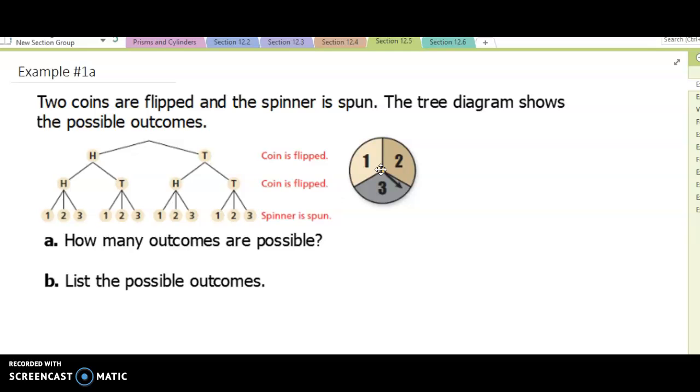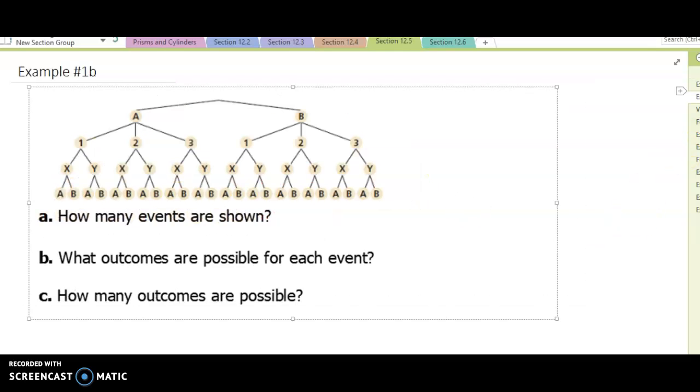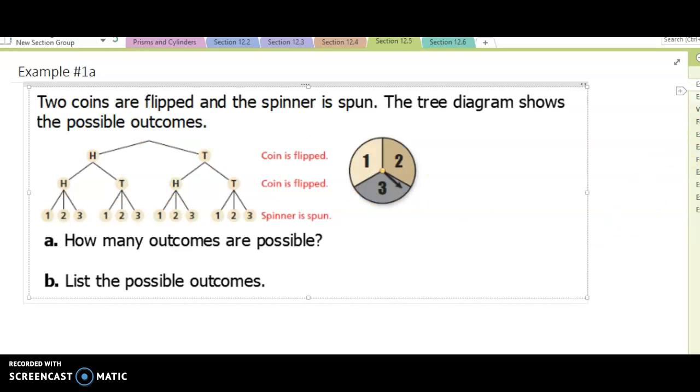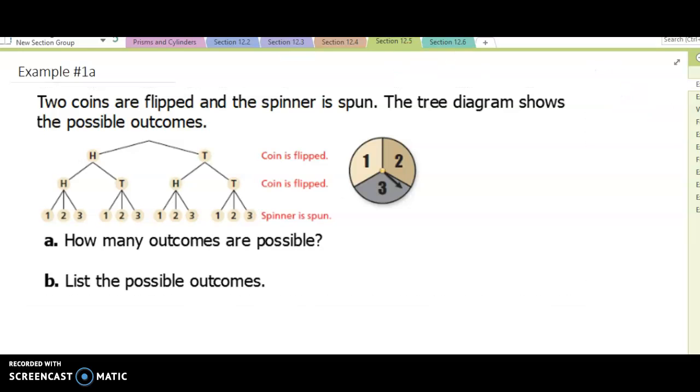These first couple examples are just kind of review. We'll do the first one together, then I'll have you do the second one on your own. So let's look at example 1A first. Example 1A gives us this tree-looking diagram, and it says first we're flipping a coin, then we're flipping a coin, and then we're spinning the spinner.